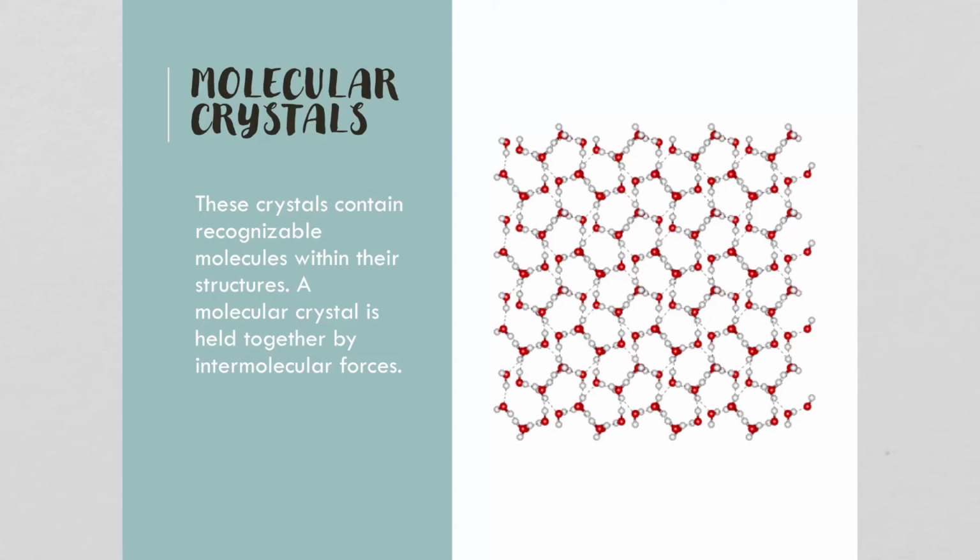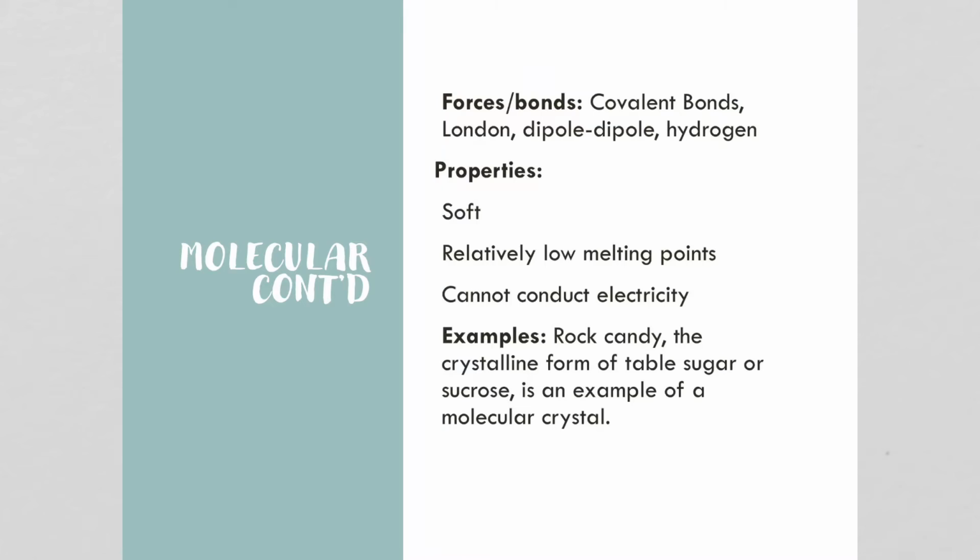Our next type are molecular crystals. So these crystals contain recognizable molecules within their structures. So this is an example of water all bonding together with one another. A molecular crystal is held together by intermolecular forces. So these types of molecules, they'll be held together, the molecules themselves, by their covalent bonds. There'll be London forces. There'll be dipole-dipole interactions if they're polar. There'll be hydrogen bonding if those dipole-dipole interactions are between hydrogen and then one of the electronegative, like fluorine, oxygen, etc.